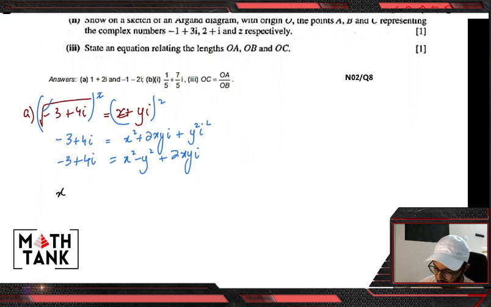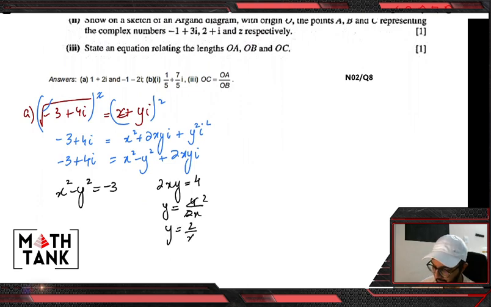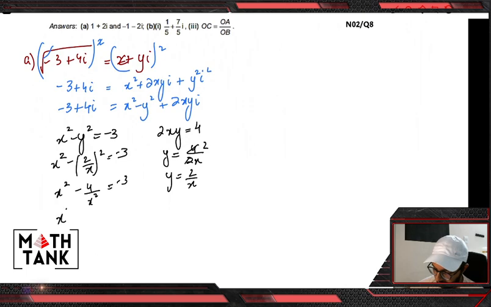So y is basically 4 over 2x, which gives me 2 over x. So x squared minus 4 over x squared equals minus 3. Cross multiplying this gives me minus 3x squared, and I forgot to make this x power 4. So x power 4 plus 3x squared minus 4 equals 0. Again, I'm going to factorize this like I did yesterday.